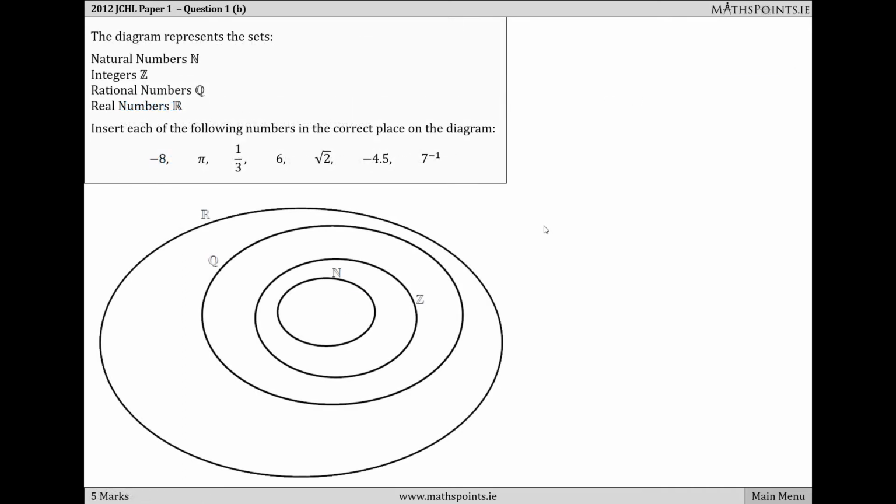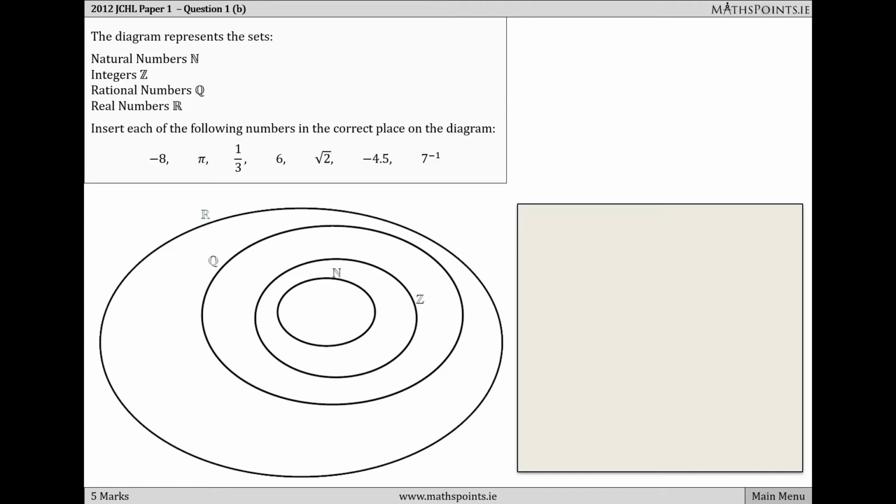So the B part of the question gives us a diagram representing the sets of natural numbers, integers, rational numbers and real numbers. And it asks us to place each of the following numbers on the diagram. So the first thing to run through is what each of those sets represents.